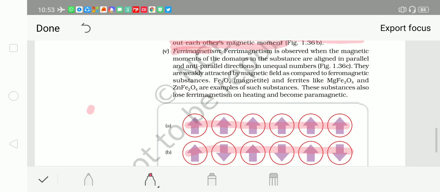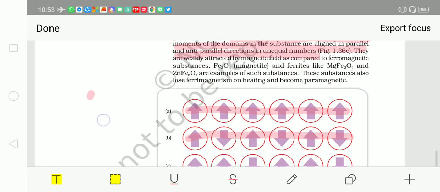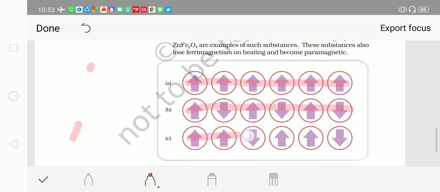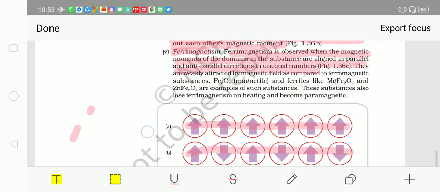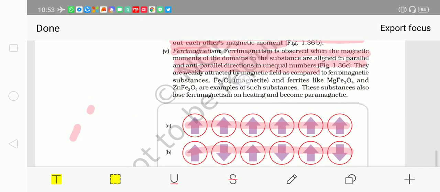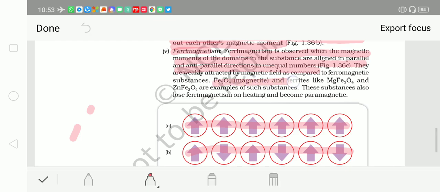Now next, the last, is ferrimagnetism. Ferrimagnetism is the behavior of substances which are weakly attracted towards the external magnetic field, because in ferrimagnetism there is an unequal number of parallel and antiparallel arrangements of the domains. Because of this, there is not a very high value of magnetic moment. That's why they are weakly attracted towards the external magnetic field, and the examples are Fe3O4 or ferrites like this. These substances also lose ferrimagnetism on heating and become paramagnetic.